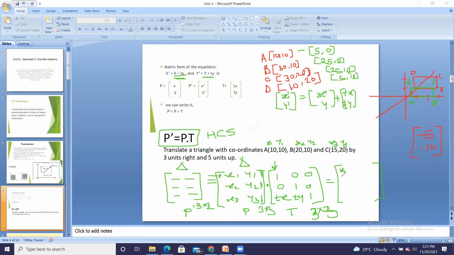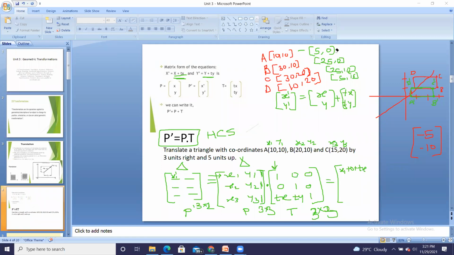plus y1 into 0, so plus 0, plus 1 into Tx, that is Tx. So this is nothing but your x dash value, x1 dash we can say. So x1 dash is your x1 plus Tx in short, right?